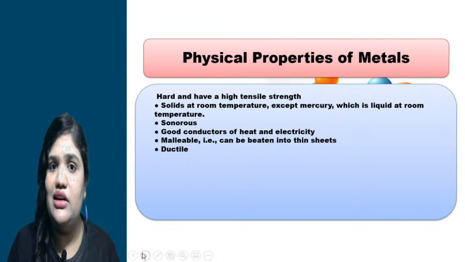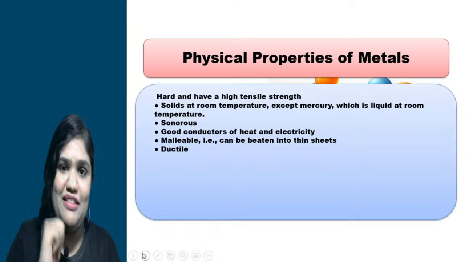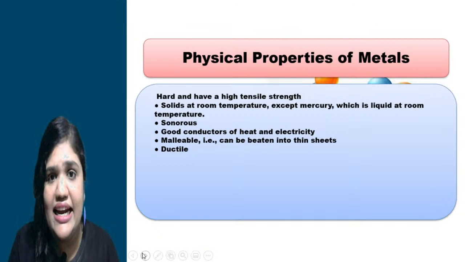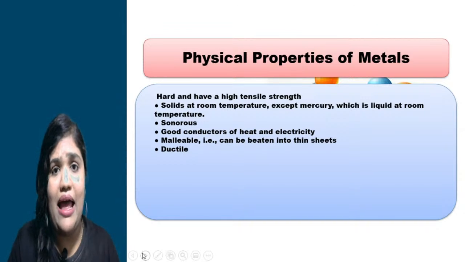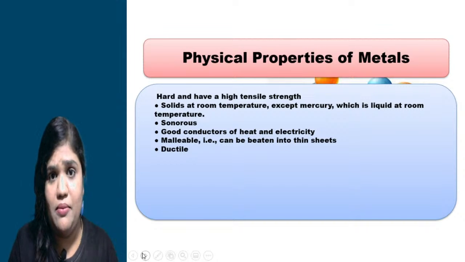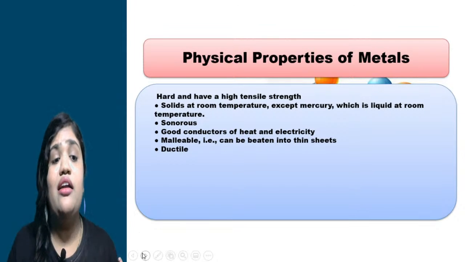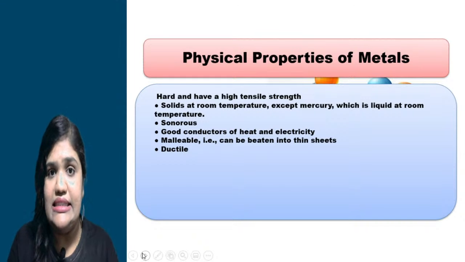Next one, good conductors of heat and electricity, that you have studied from your standard 5th, right? Metals are generally good conductors of heat and electricity. We use a pan in our kitchen. Why do we use a pan? You know that a pan is made up of metal like iron, right? So generally metals are good conductors of heat and electricity. How electricity? That we are going to discuss one by one.